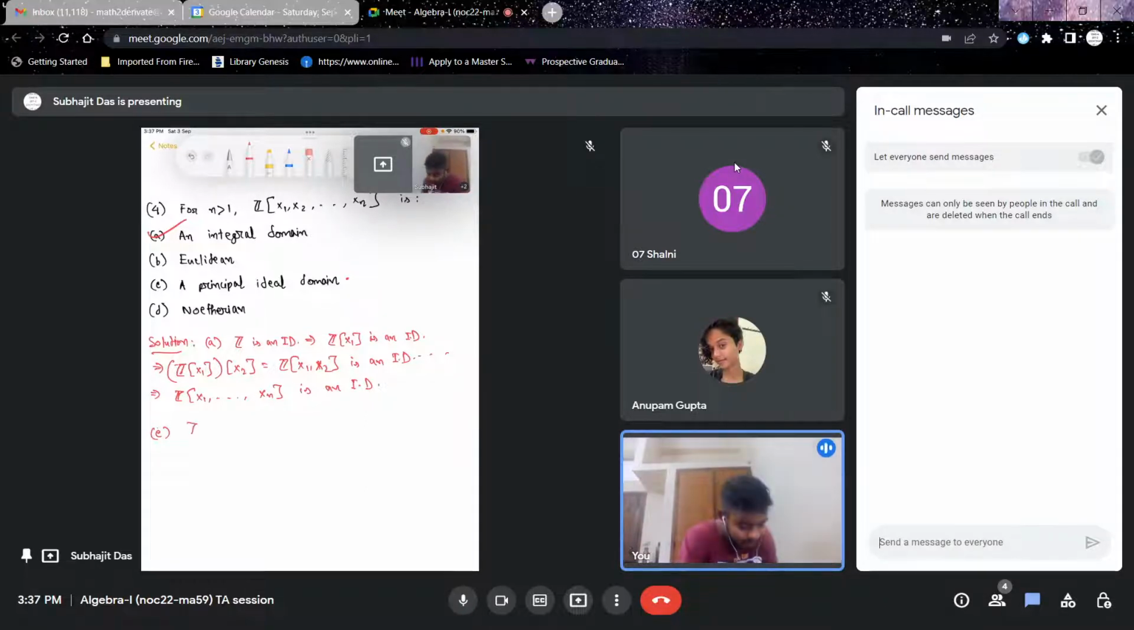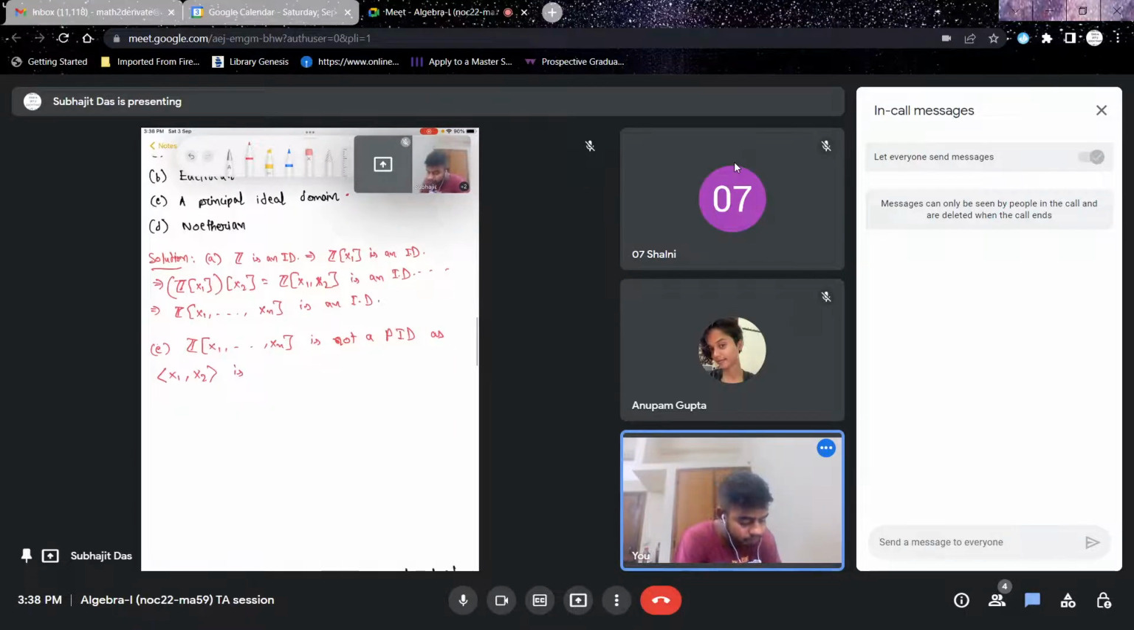So Z[x1, ..., xn] is not a PID, as the ideal generated by x1 and x2, let's say, it doesn't matter, is not principal. Hence Z[x1, ..., xn] is not Euclidean as well.